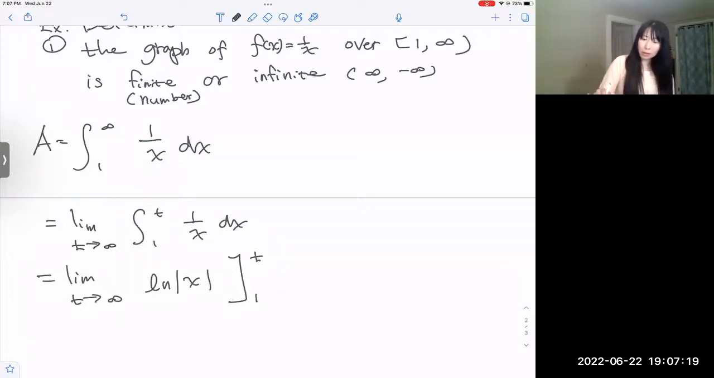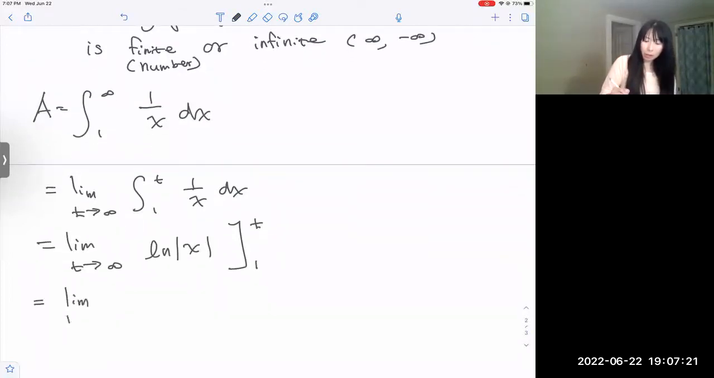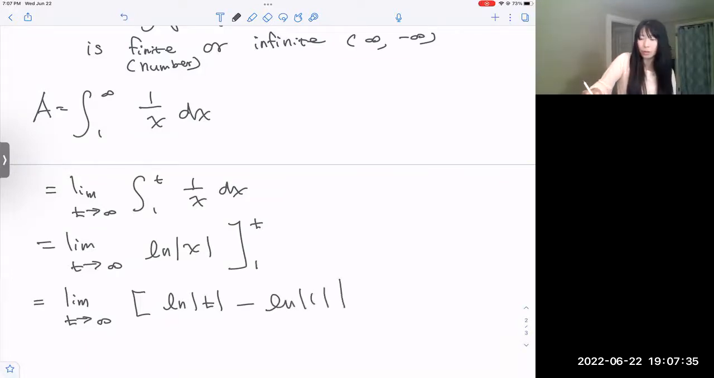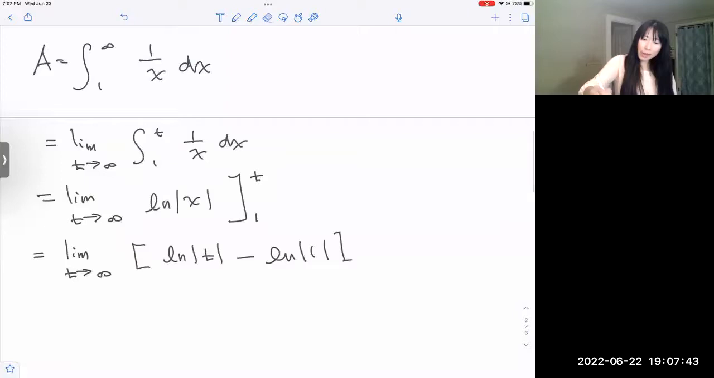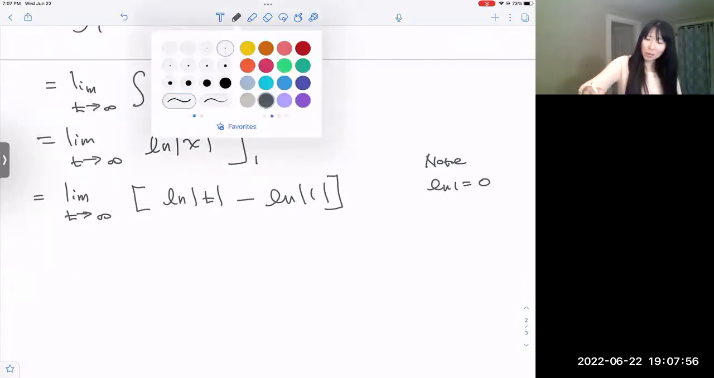All right, then the limit as t approaches positive infinity of ln absolute value of t minus ln absolute value of 1. We're not really using absolute value because it's positive. Then look, what's ln 1? Just 0. Good. So this part is 0, right?